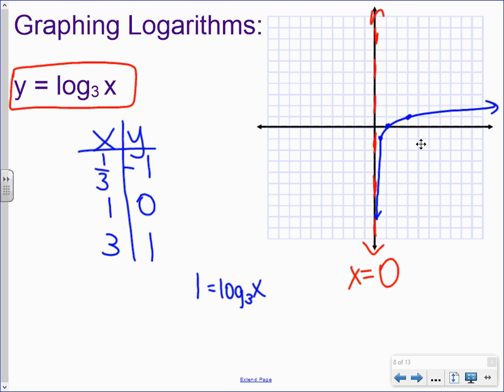For the parent function, you will have an x-intercept of 1 because of that property of log of any base. If there's a 1 inside, it's going to be 0. So here we're going to have that x-intercept now at 1 for the parent function.